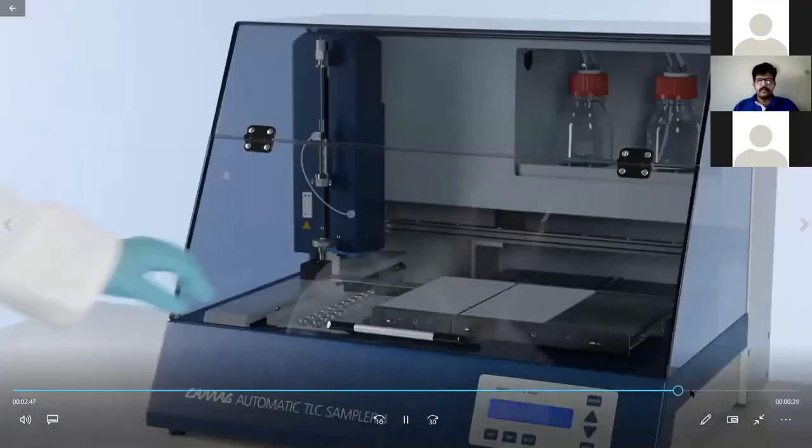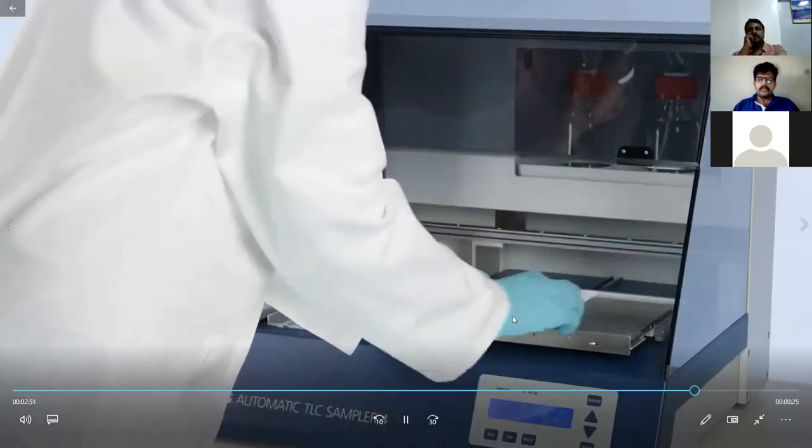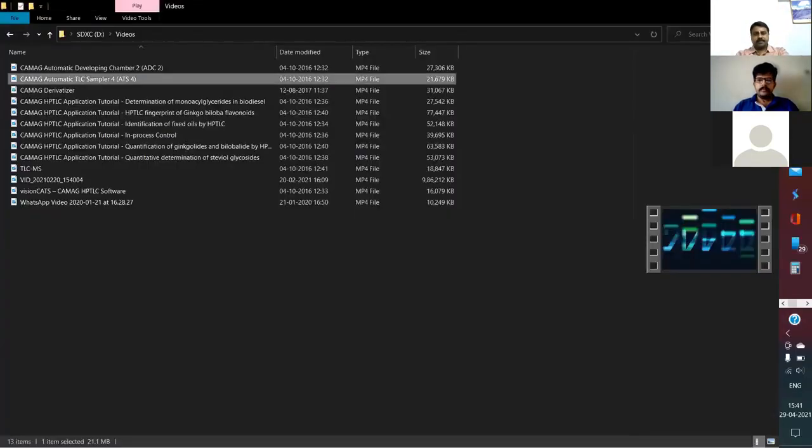Once all the application is done successfully, you can open the cover and remove the applied plate. Now you remove the plate and you are ready to go for the development, the next step of the HPTLC process.